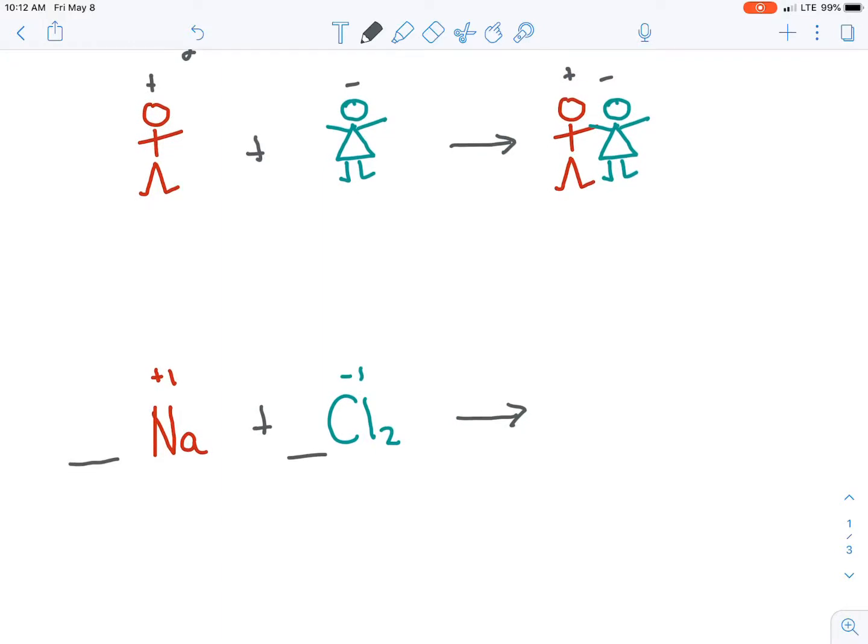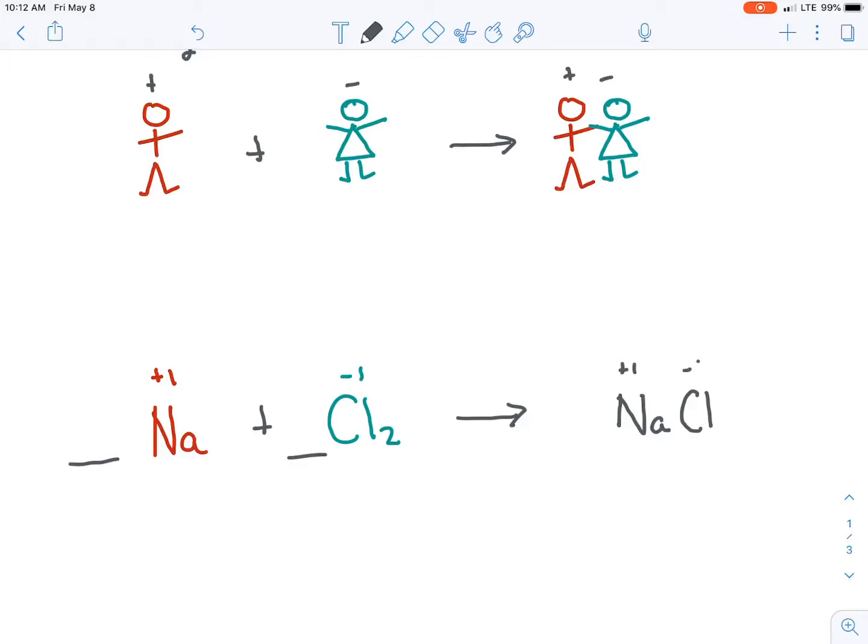All right, now when you put these together, you still have to follow all the formula rules that we did before. I'm just going to use this nice color gray to draw this. So the Na and the Cl are going to come together. Now Na has to go first because Na is the positive, the cation. Na is +1. Cl is -1.